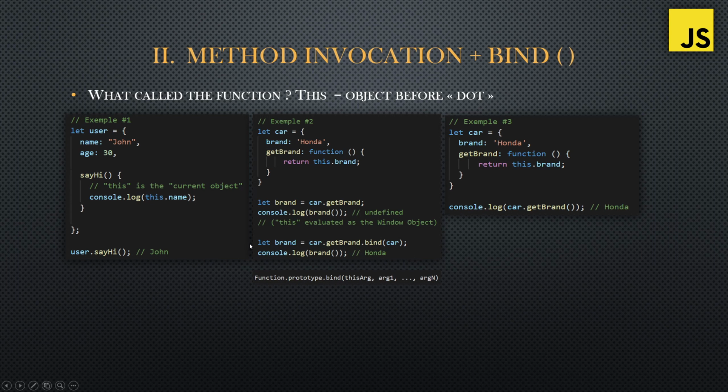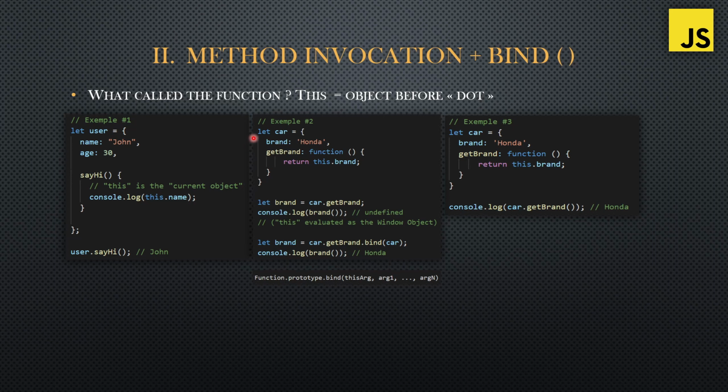In the second context, you have the method invocation. If you remember the question, this is the object before dot. Here we have our first example, user, with a name and an age property, and a method sayHi. So what is the object before dot? This is the user. So you console log user.name, which will be John.